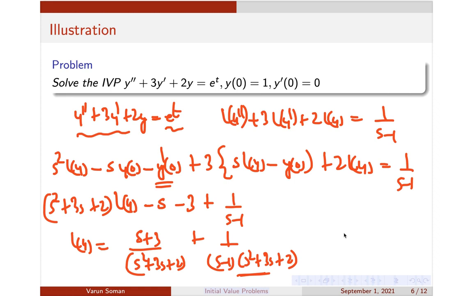So I hope this is clear to you. You apply the Laplace transform on both sides, and then you give the initial conditions and keep L of y on your LHS and bring all the terms to your right hand side. Okay, I hope it is clear. Now, how will you find the inverse Laplace transform?